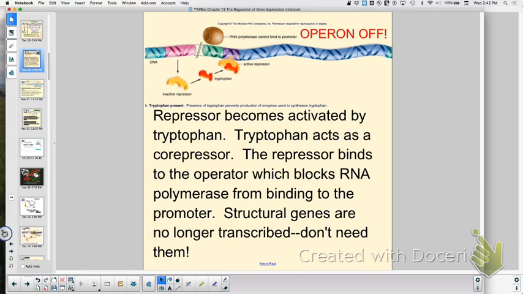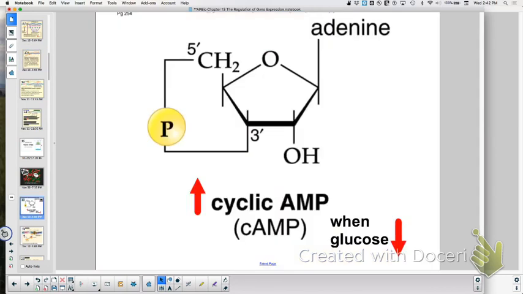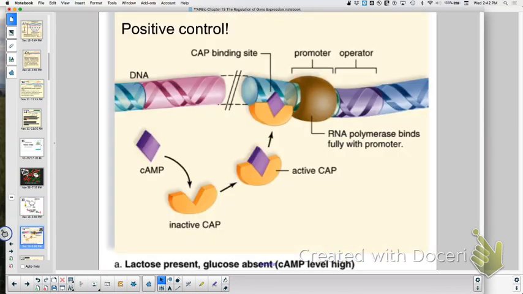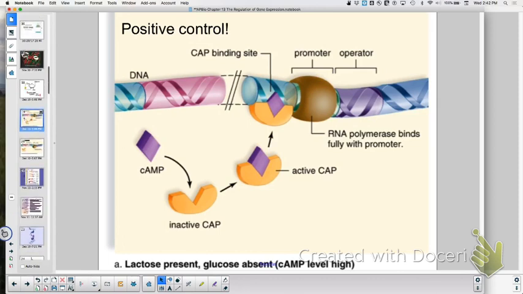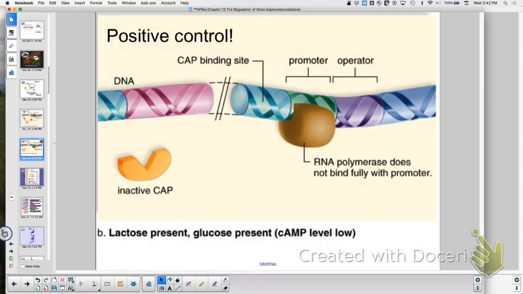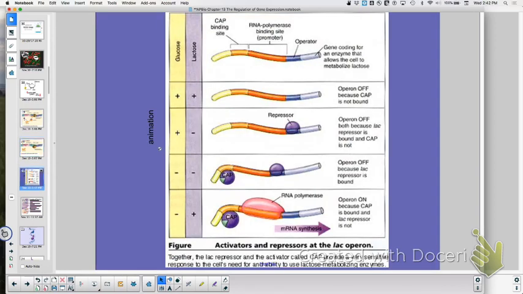Okay? So this is a picture of that cyclic AMP, and if you recall, we said cyclic AMP will bind to CAP, an inactive transcription factor, and make it active. It'll bind to your CAP binding site, which will assist RNA polymerase to bind to that promoter. And then we looked at it. If you have an inactive CAP, you don't have an inhibitor on your operator. There's no inhibitor, but RNA polymerase binds weakly, and so you don't get a lot of product as a result of that.